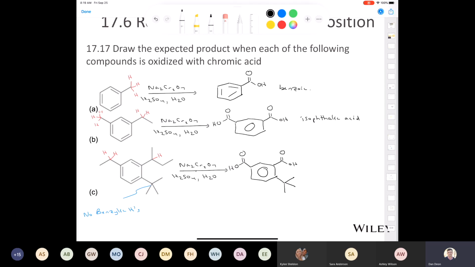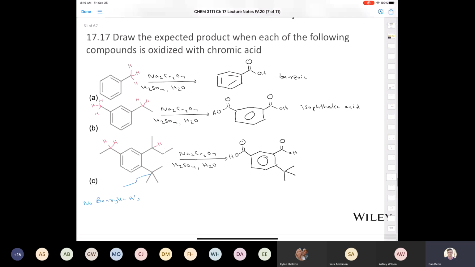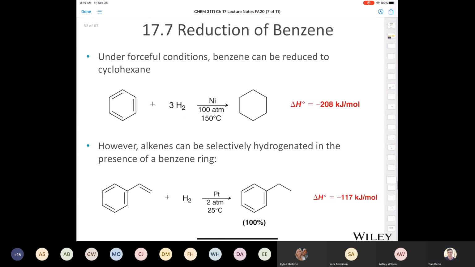All right. That covers all of section 17.6. That was quick. Yeah, that's the whole thing. That's all of section 17.6. And there we have it. Let's take a look at section 17.7, the reduction of benzene. And this is the last section that we'll cover in detail.